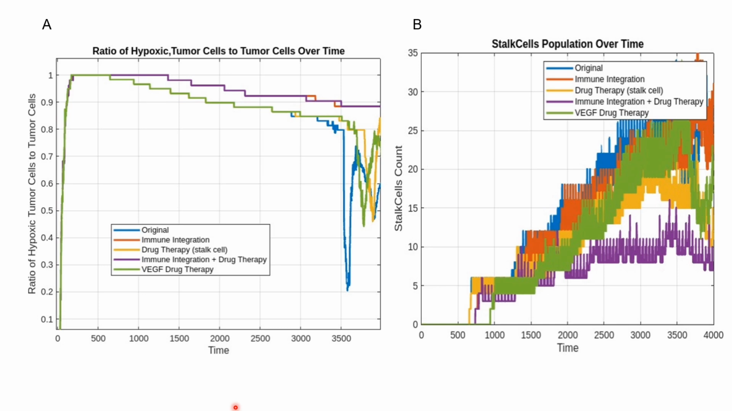By keeping the cells in a hypoxic condition for a longer time, more cells die by switching to the necrosis state. Additionally, the stalk cell count, which is responsible for the length of blood vessels, has not changed much in the case of immune integration combined with drug therapy. This indicates that angiogenesis is greatly hindered under this combination therapy.